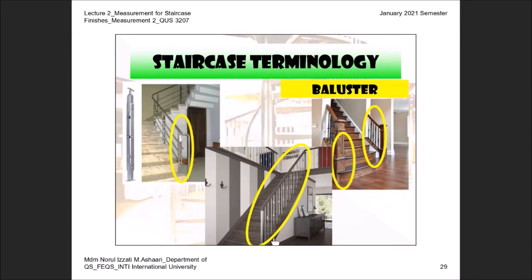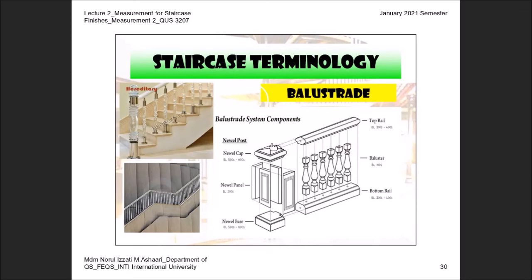Baluster refers to one vertical component below the handrail, and the term balustrade is actually a series of balusters. A series of balusters, we call this a balustrade. And then under SMM, the word balustrade must be clearly explained as horizontal or vertical balustrade.